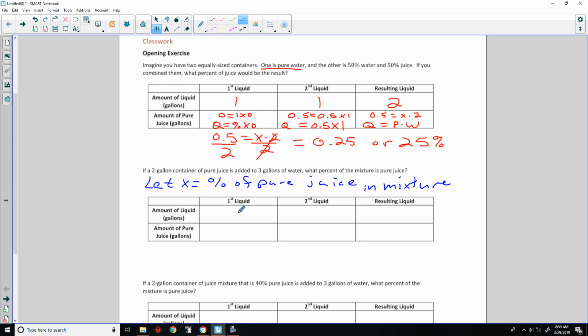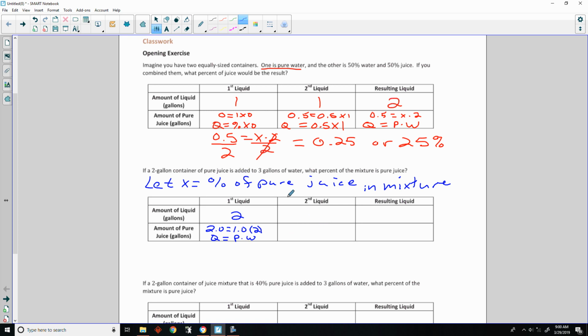So the amount of liquid in gallons, the first liquid, the 2-gallon container of pure juice, is 2. So the amount of pure juice is 2.0 because that is 100% times 2 gallons. So what did we do? We took the quantity of pure juice equals some percent times the whole. And we knew it was 100% pure juice, so that's 1, or 1.0. And that's not a decimal, so let's use parentheses.